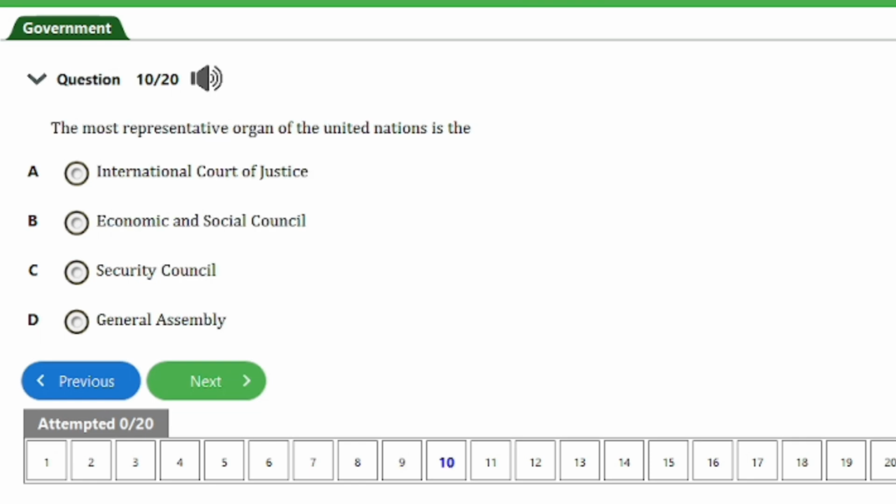It says, the most representative organ of the United Nations is the A, International Court of Justice, B, Economic and Social Council, C, Security Council, D, General Assembly. So guys, the answer to this question is option D, that's General Assembly. So let's head on to the next question, guys. We have here question number 11.